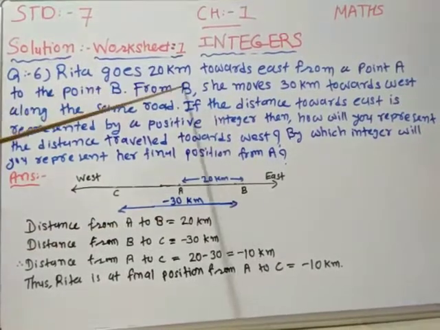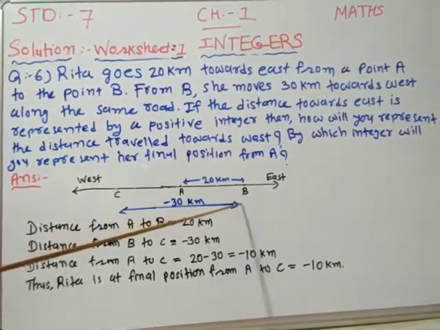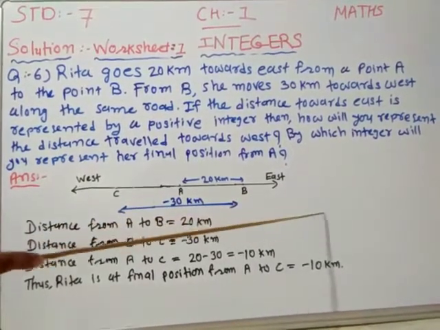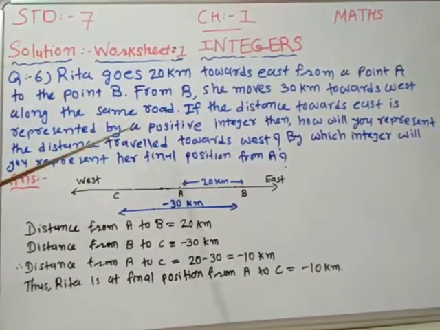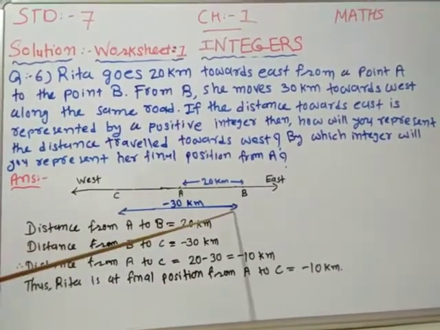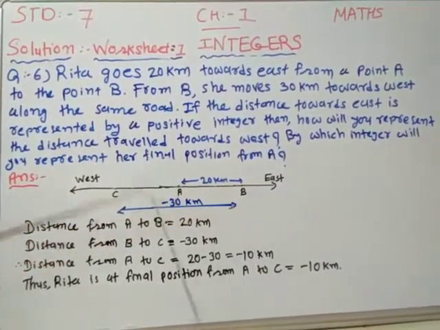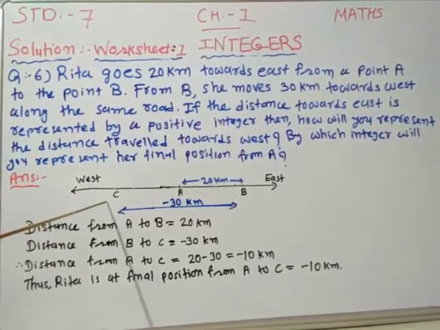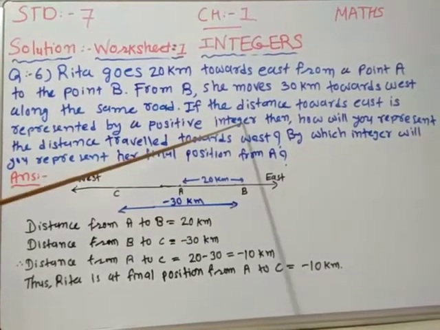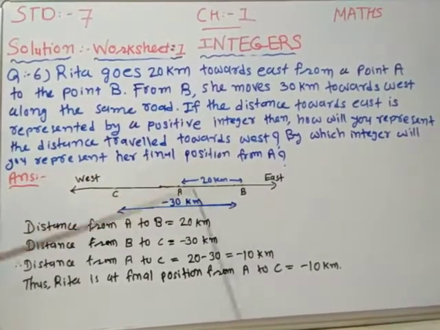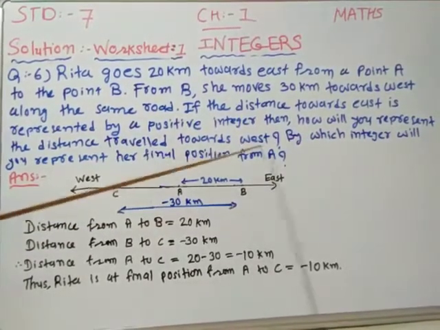Now Rita goes 20 km towards east from point A to B. So from A to B she goes 20 km towards the east side. Now from B she moves 30 km towards west along the same road. So from B she goes 30 km towards the west side, from B to C, we just assume the point C. Now if the distance towards east is represented by a positive integer, it means A to B is a positive integer, plus 20 km. How will you represent the distance travelled towards west?